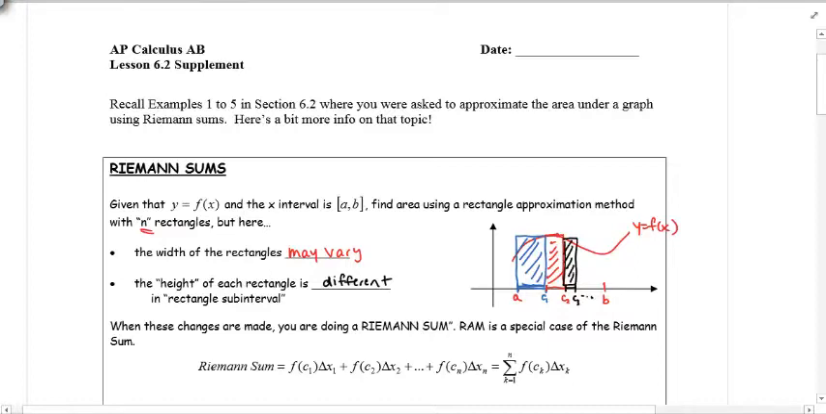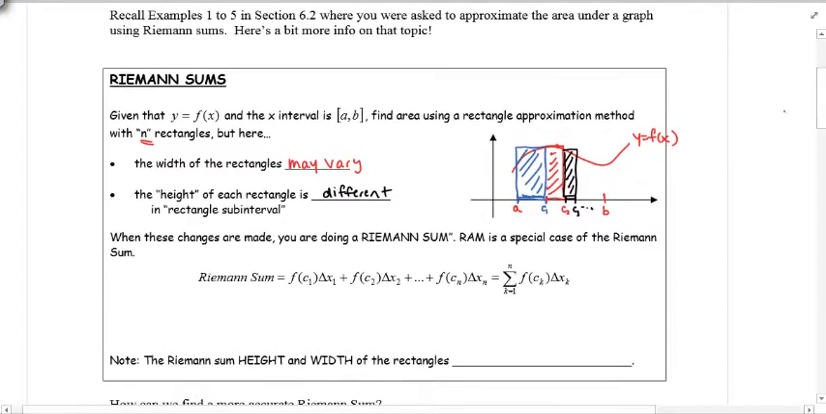Okay. Now when these changes are made, you are really doing a Riemann sum. Now RAM is a short form for Rectangle Approximation Method. And that's what we've really been doing. We've been doing rectangle approximations. But to generalize all the different types of rectangle approximations where the widths may vary and also the heights could be different, we have the Riemann sum.